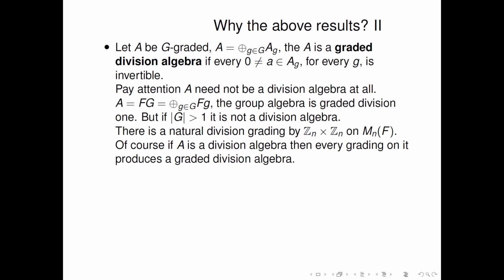Moreover, that is a natural grading on Mn by this abelian group. We already discussed that two matrices can be multiplied to form their product. It is a division grading since both matrices are invertible. But we know that in Mn we have a lot of matrices that are not invertible. Clearly, if you have a division algebra in the ordinary sense, then every grading on it will produce a graded division algebra. But there are much more.